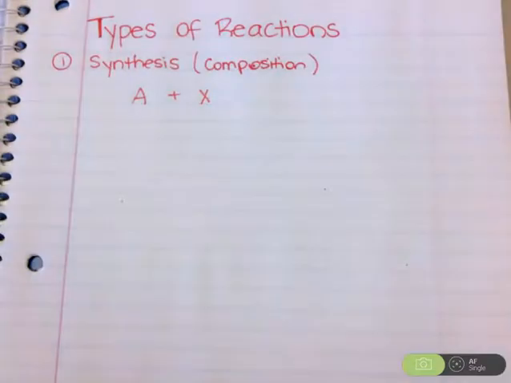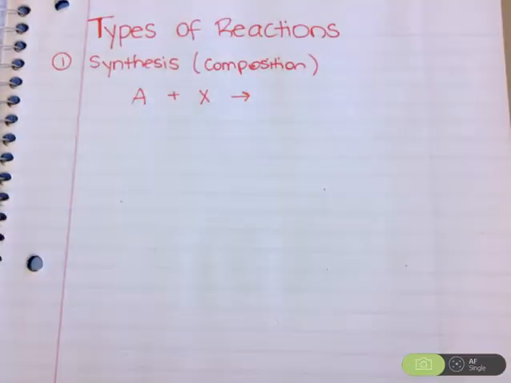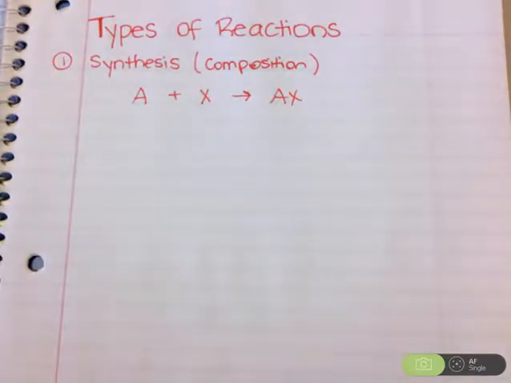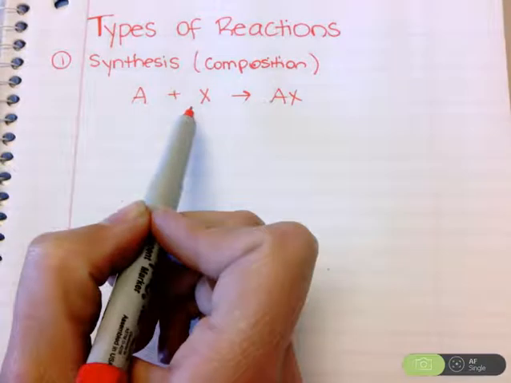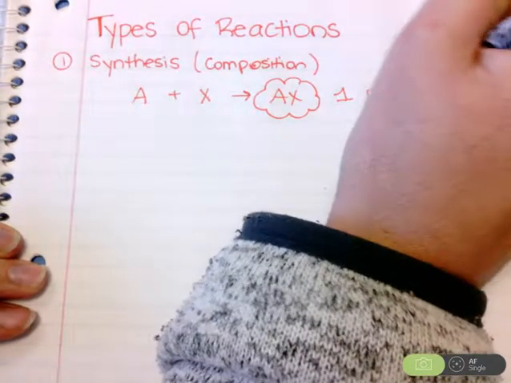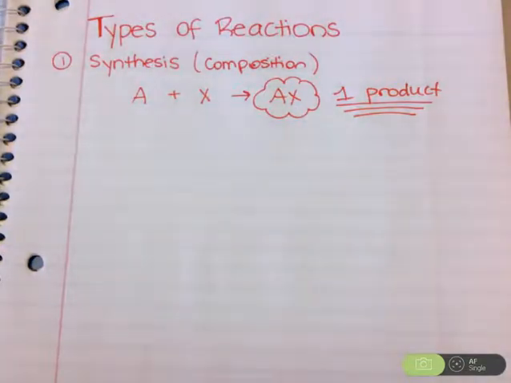In a synthesis reaction, we take two either compounds or elements and we combine them. So sometimes we'll also call this a combination reaction. And so they become one compound, AX. It's pretty simple. To identify a synthesis reaction, we always have one product. So that helps us identify a synthesis when we see one product.